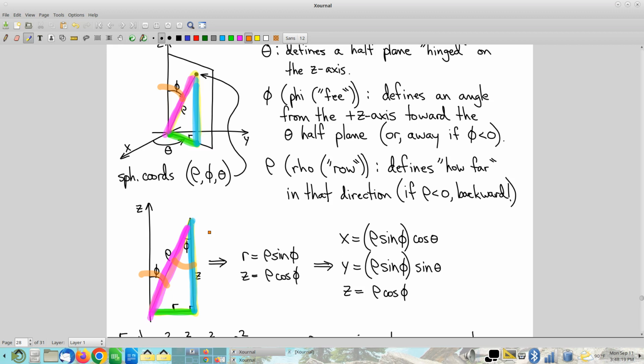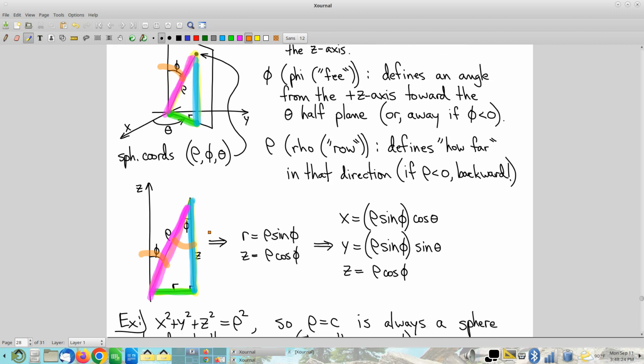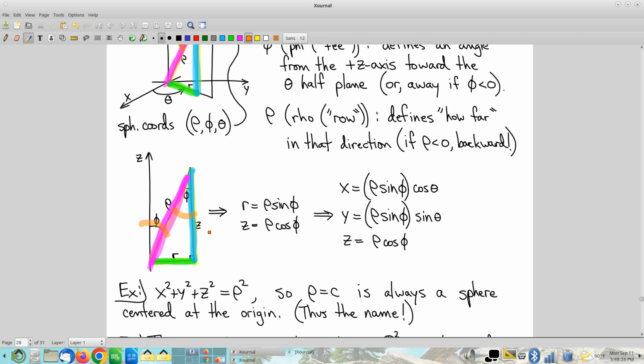Everybody with me so far? And we're actually in business now. We just have to write down some really simple trig. The trig of this triangle, I think, makes it pretty easy to see that R is rho sine phi, and Z is rho cosine phi. Real easy trig. Right? Everybody remembers their trig.